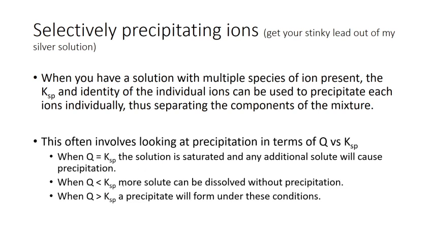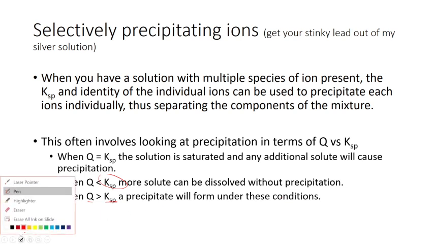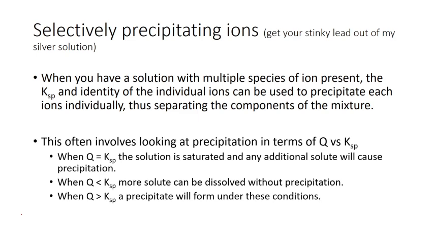So when Q is less than Ksp, that means you have not met your equilibrium situation yet. You're not there yet, so more solute can be dissolved without precipitating out a solid. And when Q is greater than Ksp, you have gone beyond your equilibrium value. A precipitate will form under these conditions because you're beyond saturated, and so a precipitate will result.